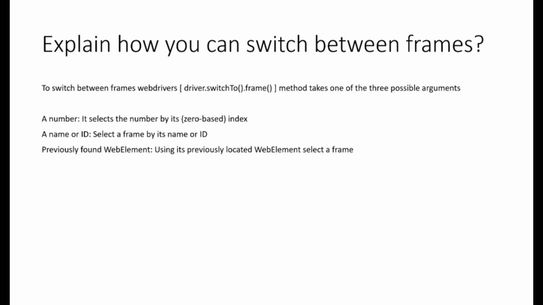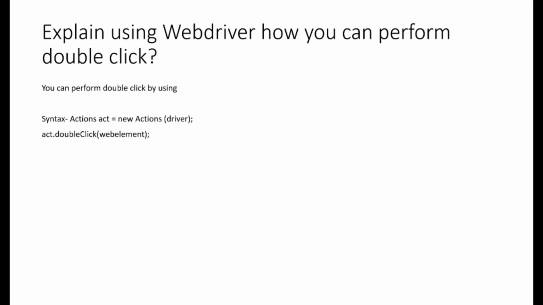Explain how you can switch between frames. To switch between frames, the WebDriver driver.switchTo().frame method takes one of three possible arguments. Number: it selects the frame by its 0-based index. Name or ID: select a frame by its name or ID. Previously found web element: using a previously located web element, select a frame. And how can you perform double click? You can perform double click by using the syntax: Actions act = new Actions(driver); act.doubleClick(webElement).